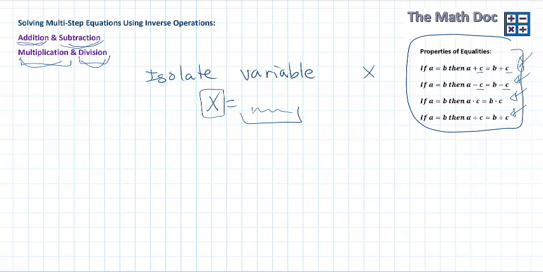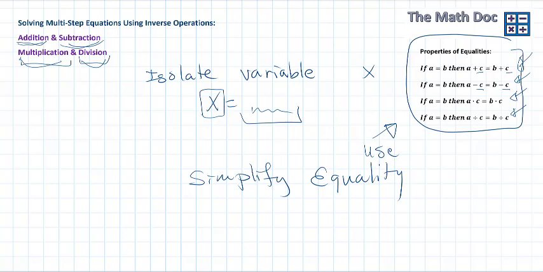The various steps in isolating the variable will be to use these properties of equality, but also we will use various other properties to help us simplify the equality. So we will go through three examples in this video, and these will help us understand how these properties are used, and how to use them and when to use which property.